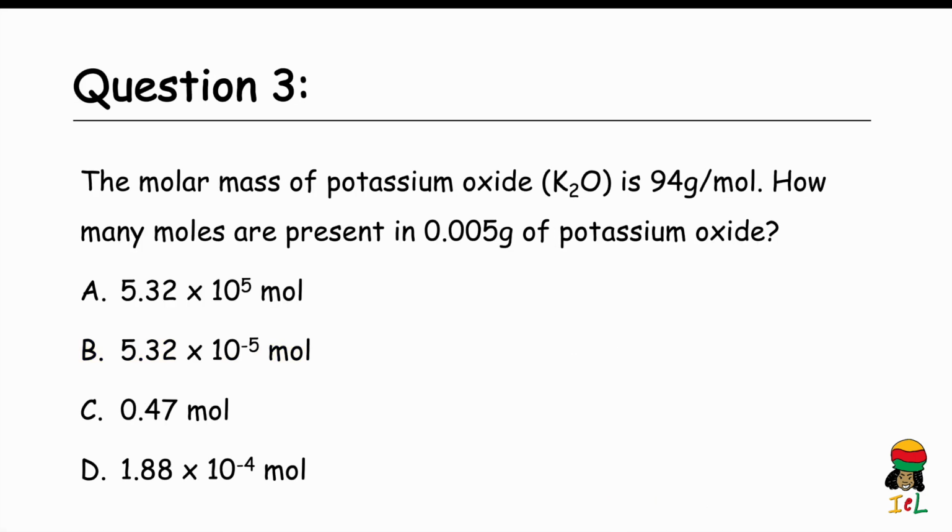Question 3. The molar mass of potassium oxide, K2O, is 94 grams per mole. How many moles are present in 0.005 grams of potassium oxide? A. 5.32 times 10 to the 5 moles. B. 5.32 times 10 to the negative 5 mole. C. 0.47 mole. D. 1.88 times 10 to the negative 4 mole.